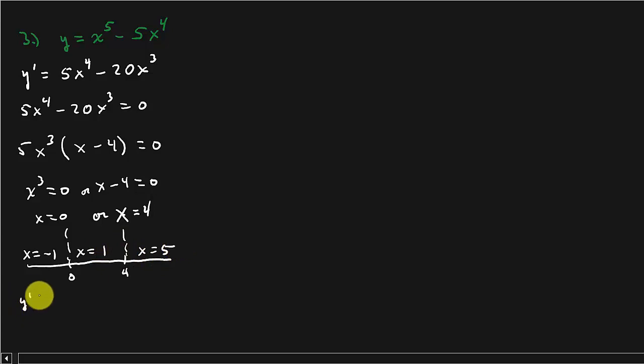So I've got y prime of -1. So I'm going to plug that into here. If I plug the -1 into here, this out here is negative, this here is negative, negative times a negative is positive, so that thing is increasing. And then if I do y prime of 1, that's going to be a positive, a negative, so that's negative, so that's decreasing. And then y prime of 5, that's positive, positive, so that's positive, so that is increasing.